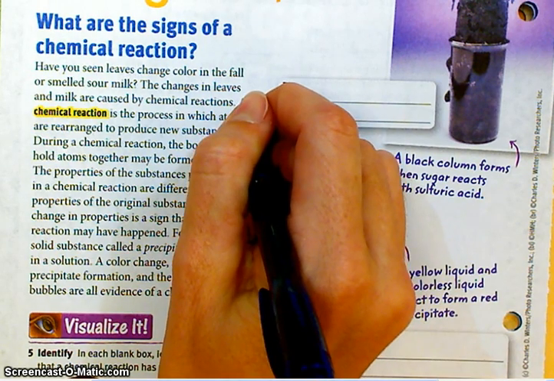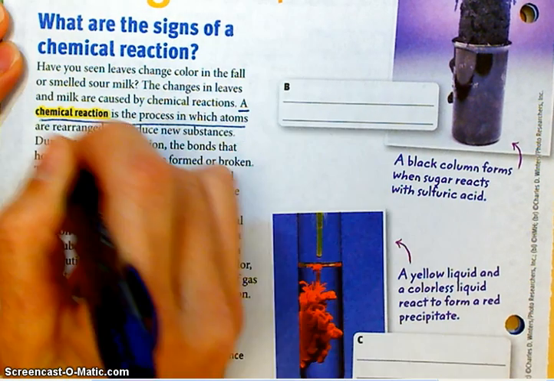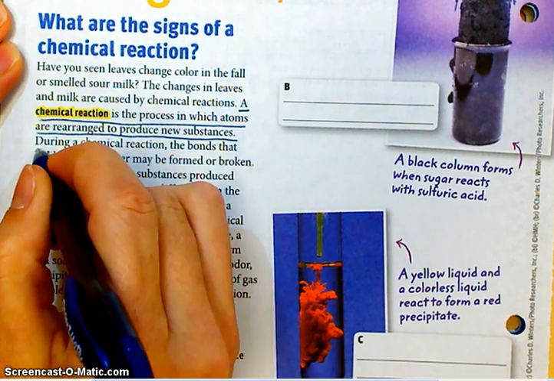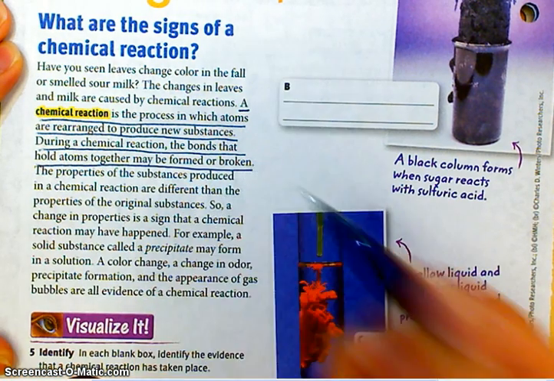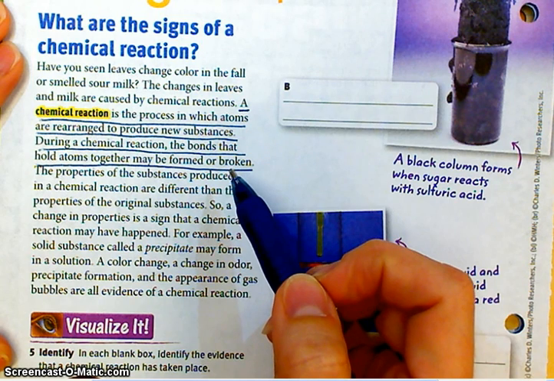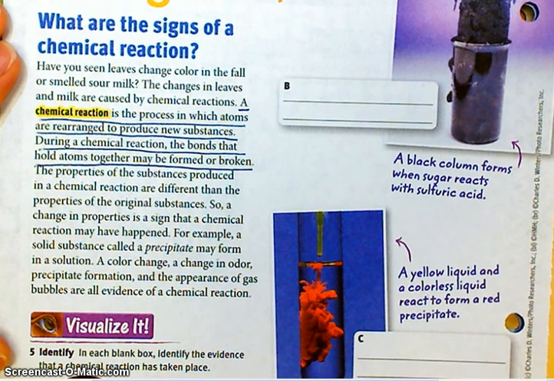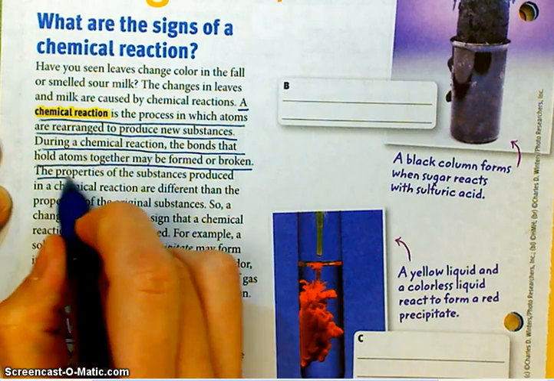First of all, it says right here that a chemical reaction is the process in which atoms are rearranged to produce new substances. During a chemical reaction, bonds that hold atoms together may be formed or broken. Those bonds, remember, are the chemical bonds that occur because of electrons being gained or lost or shared. Okay? The next thing is really important.